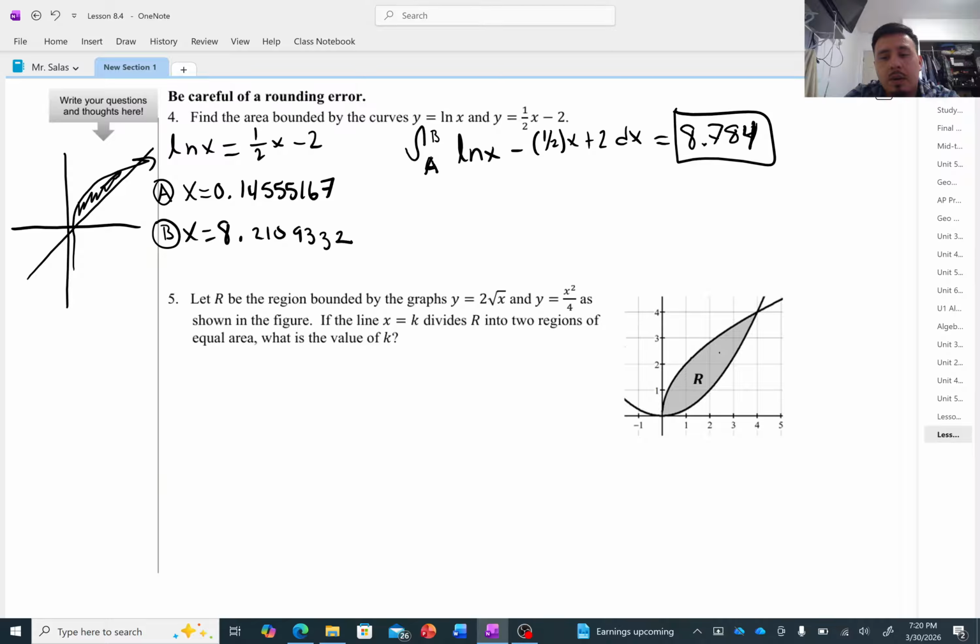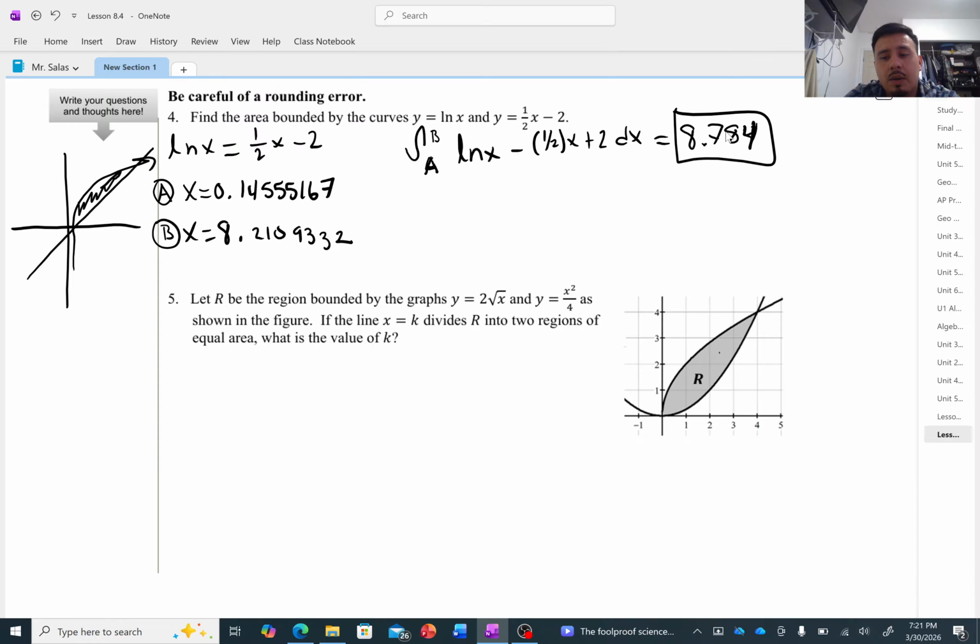Okay, on your AP exam, if you have a calculator active problem and you get long decimal values, you're going to want to do what I just did here. If I was to cut my decimal values to 0.145 and 8.210, if I was to change that on my calculator, my final answer would not be this. My answer would be something like 8.68 something or 8.5 something. It would be completely wrong.